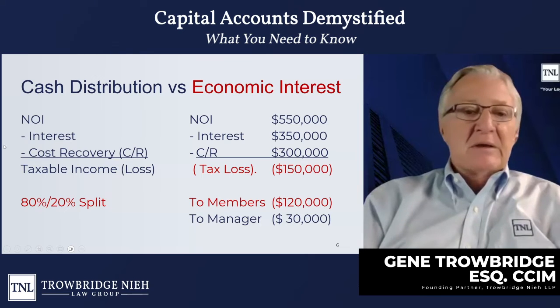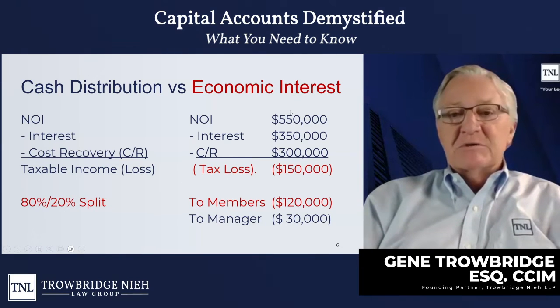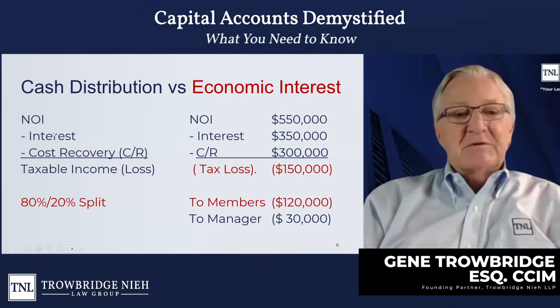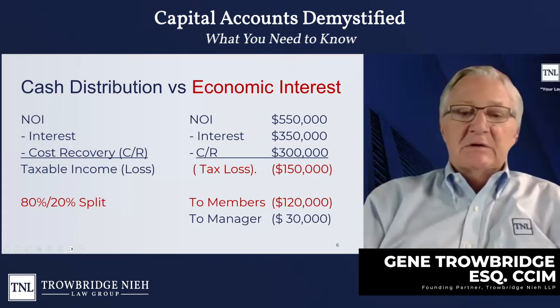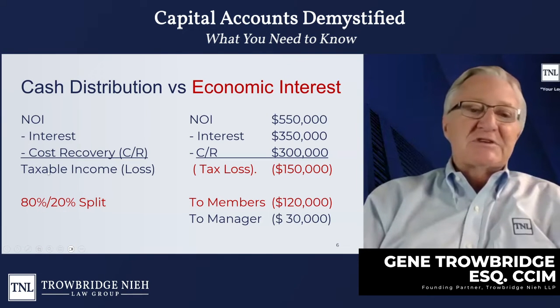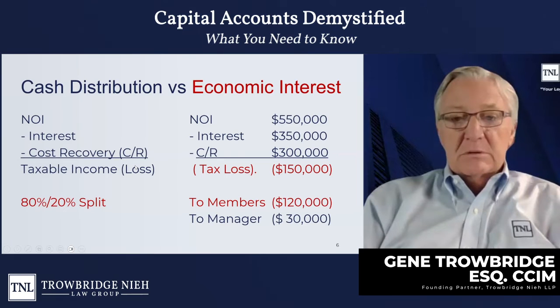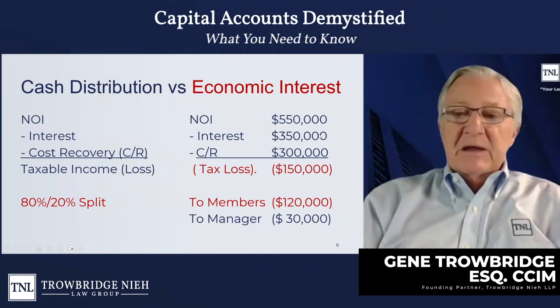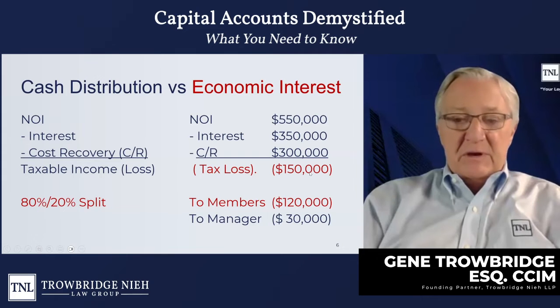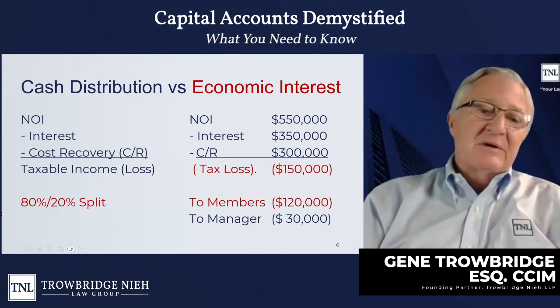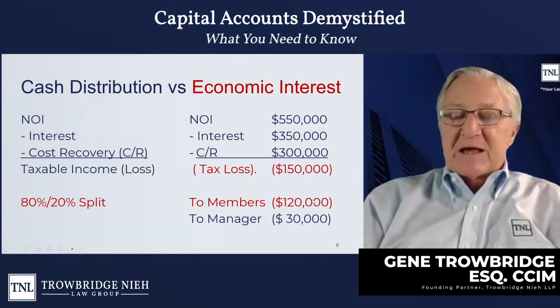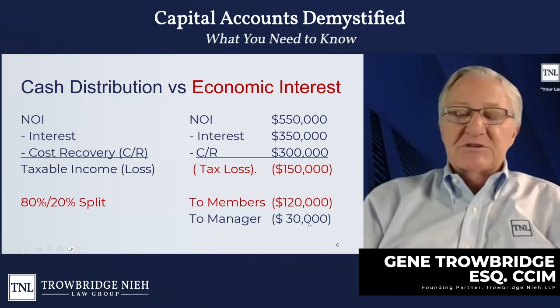So what's happening here? In the operations, we also have to look at the economic interest. The NOI minus the interest, minus all the cost recovery reductions, including cost segregation, gives us taxable income or loss. In our example, the NOI was $550, the interest is $350, and the cost recovery is $300. That gives us a taxable loss of $150. If the split is 80-20, the members get 80% of the taxable loss allocated to them, and the manager gets 20%.